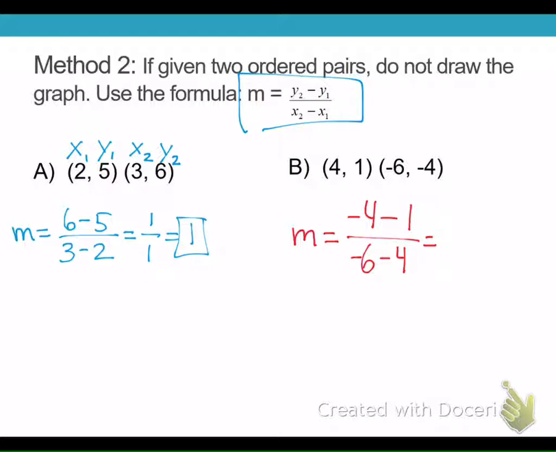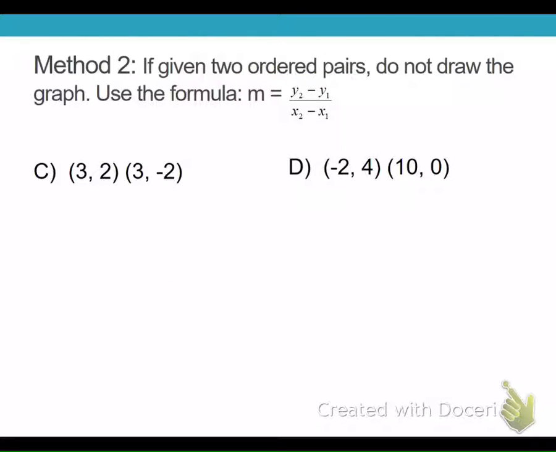So -4 minus 1 is what? Good. And -6 minus 4 is? And what is -5 over -10? 1/2. That too. How is it a positive one? Because a negative divided by a negative. All right. Other questions?